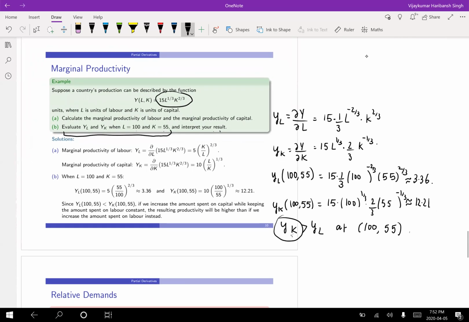So we represent the amount. If we increase the amount spent on capital while keeping the amount spent on labor constant, the resulting productivity will be higher than if we increase the amount spent on labor instead. So it tells you which quantity to increase to give a bigger productivity, all right? So this is the idea behind it. Okay, so these are the marginal productivities. You can have more than two variables, but for now we are happy with two variables.